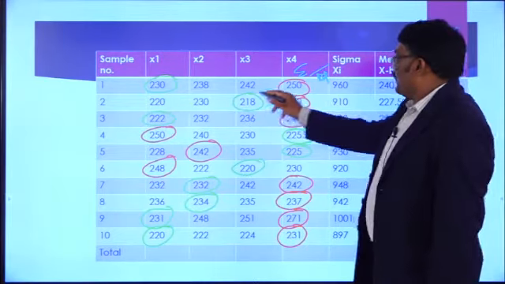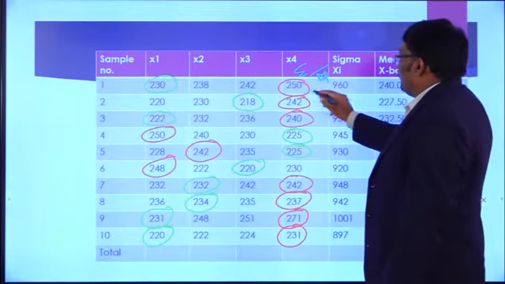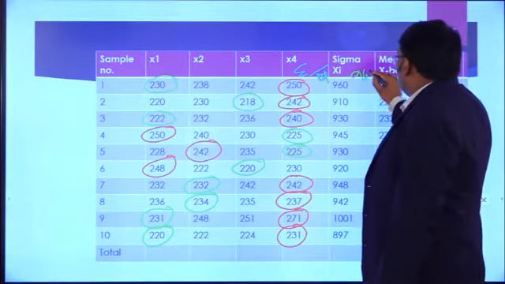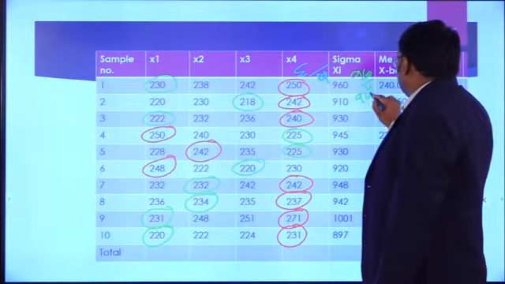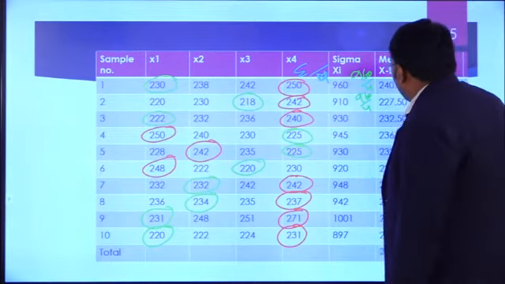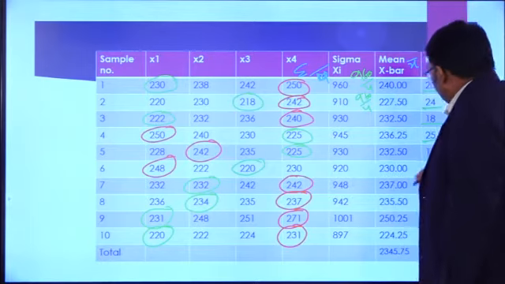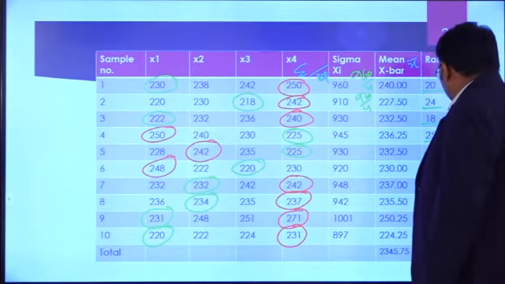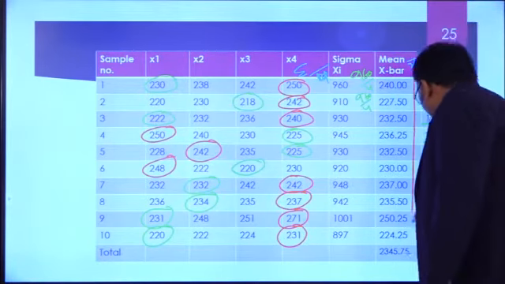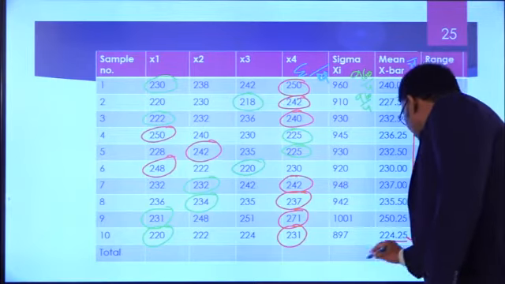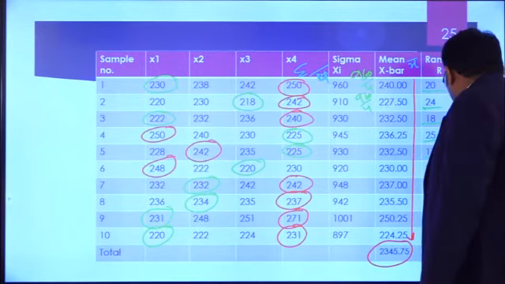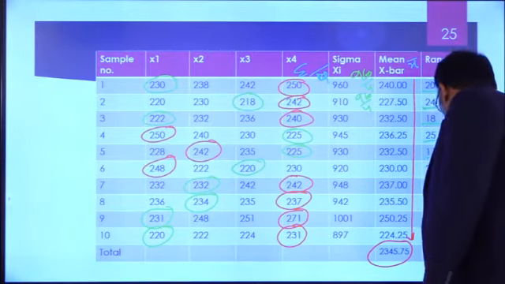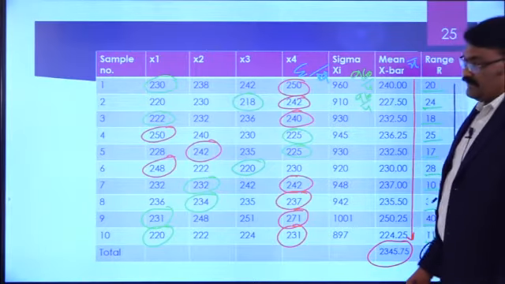Similarly, from the summation of this, 960 divided by 4, you will get the x bar here, and similarly 910 divided by 4, you will get the x bar value. Now all this we need to sum, that value is this much. And finally, the range also has to be calculated, that is 196.